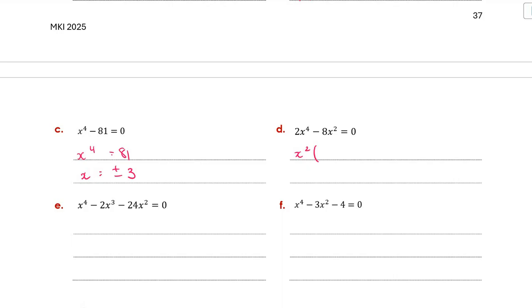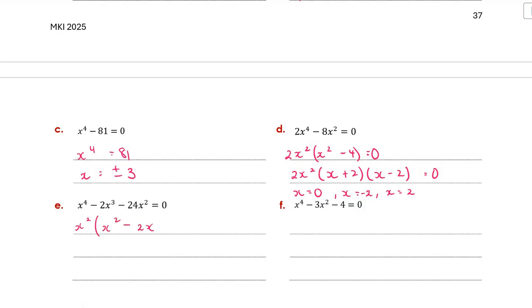This one here, I would take out a common factor of 2x squared, and then I'm going to have x squared minus 4 in the brackets, and that gives me 2x squared (x plus 2)(x minus 2). So I've got a solution at x equals 0, x equals negative 2, and x equals 2. Same with this one here. Take out a common factor of x squared. I'm going to end up with x squared minus 2x minus 24 in the brackets. And then I can factor that out using negative 6 and positive 4. So my solutions are going to be x equals 0, x equals 6, and x equals negative 4.